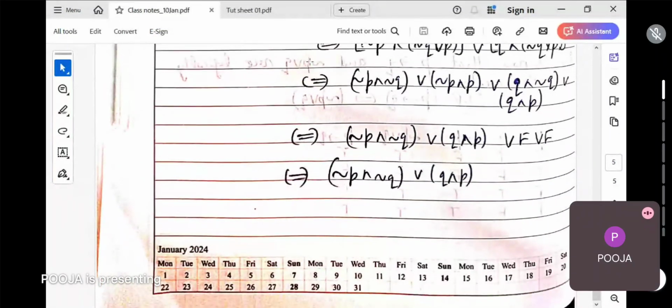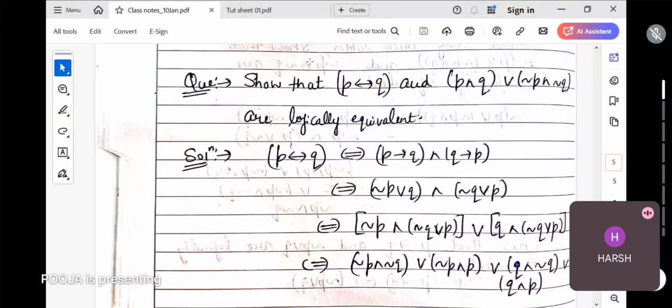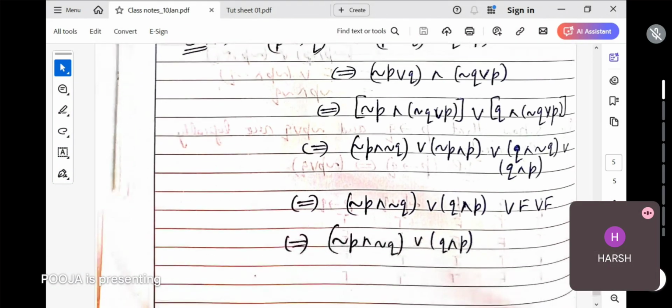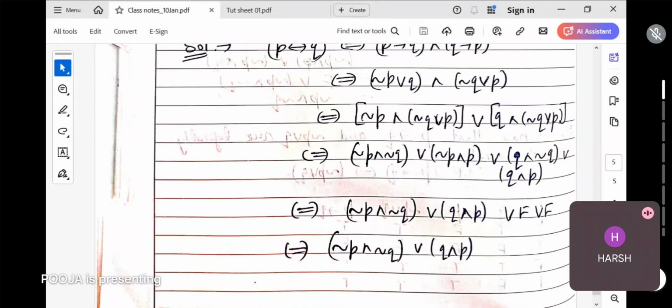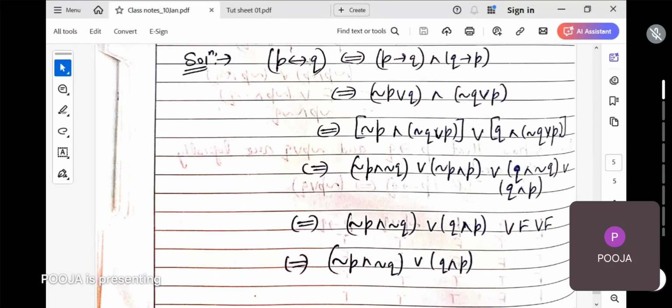Any doubt till now? Excuse me, ma'am. What if, instead of joining negation P and negation Q, we do negation P and then the or part with the Q, in the third row, when we are using the distributive law? What if we take negation P as the first one, Q as the second one, and Q as the third one, and then the whole thing as the second one?